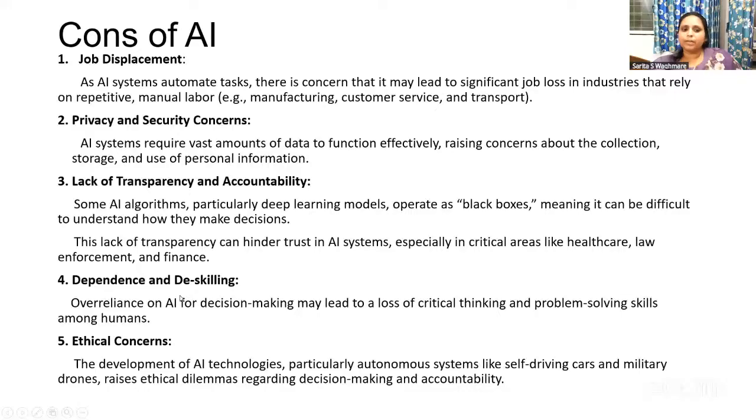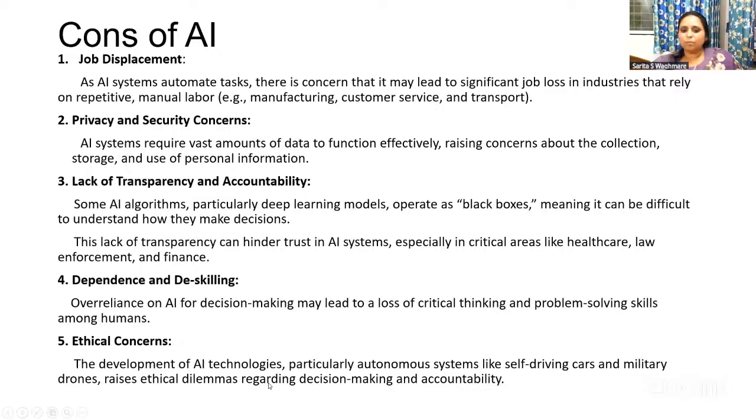Then dependency and de-skilling. This is a major one. Everyone is just opening ChatGPT and finding the formats. So we are not using our own brains. Even though AI is developed by natural intelligence, now the natural intelligence is working slowly, because we are totally dependent on ChatGPT. So how can we activate the cells of our brains? We are the ones responsible for sticking our brain. So we are de-skilling ourselves.